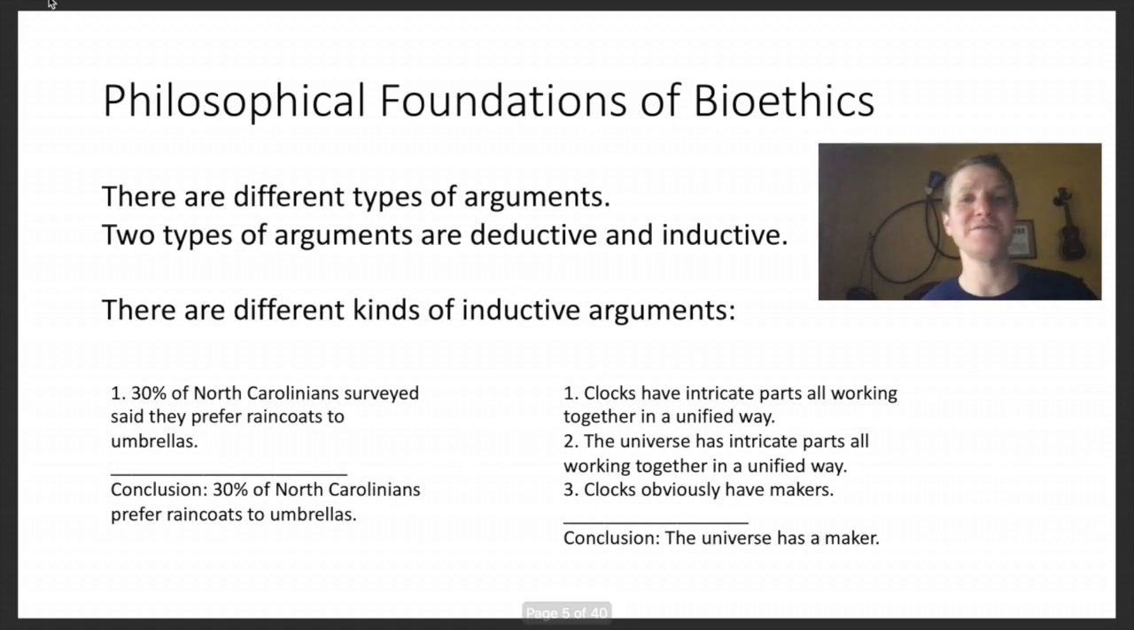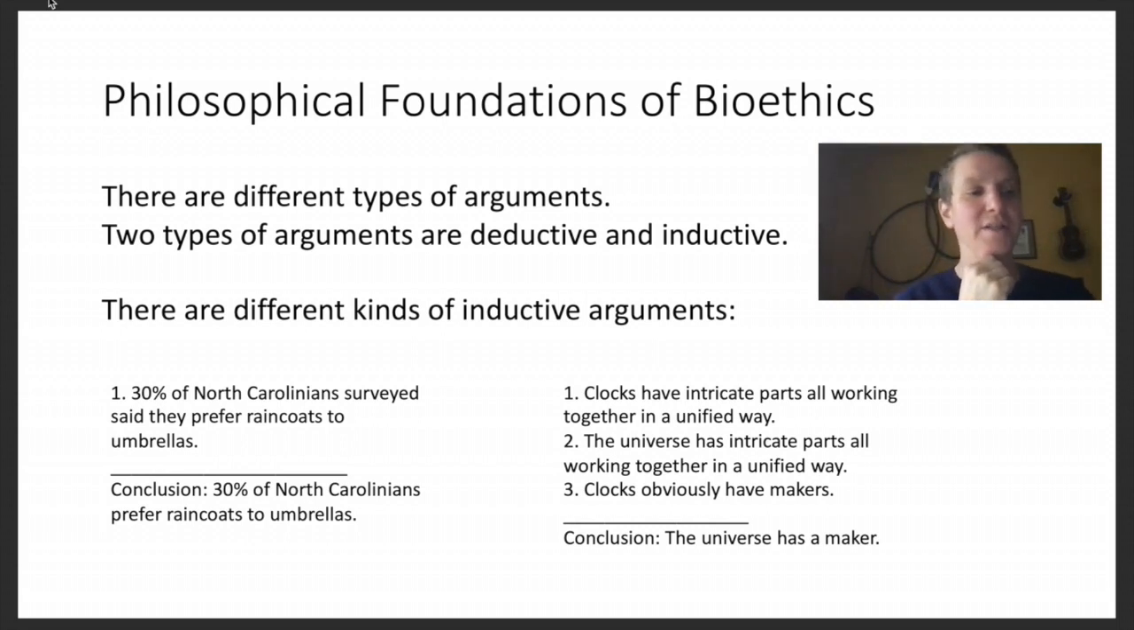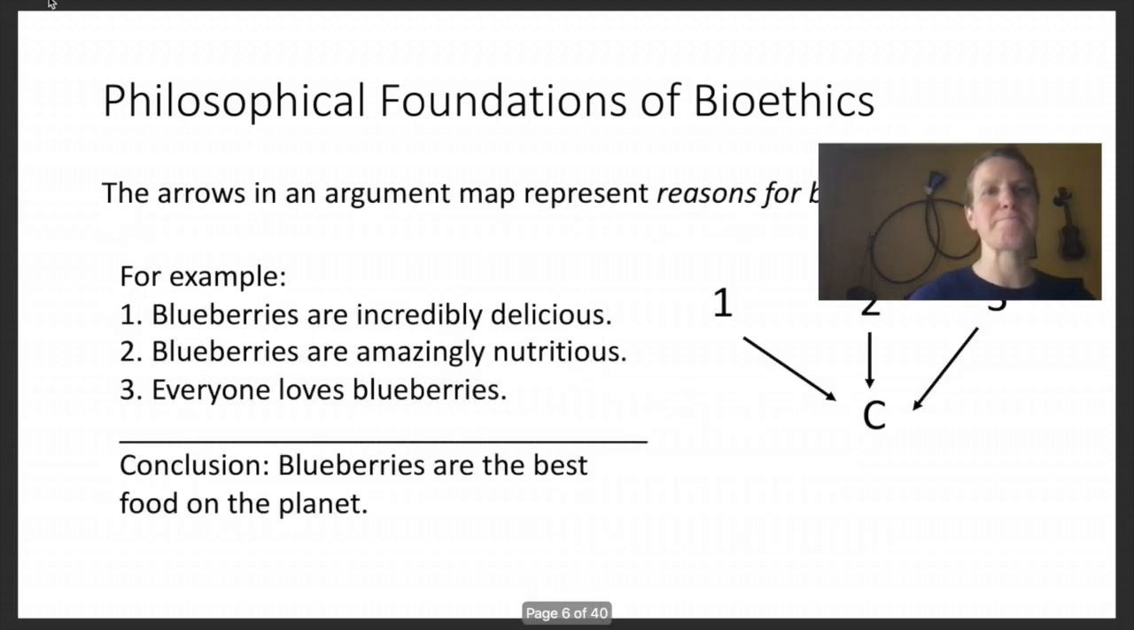And then we looked at different types of inductive arguments and what it takes to strengthen an inductive argument. To make an inductive argument strong means that the truth of the premises makes the conclusion very likely. The stronger the inductive argument, the more likely the conclusion is to follow from those premises. And we looked at argument mapping.